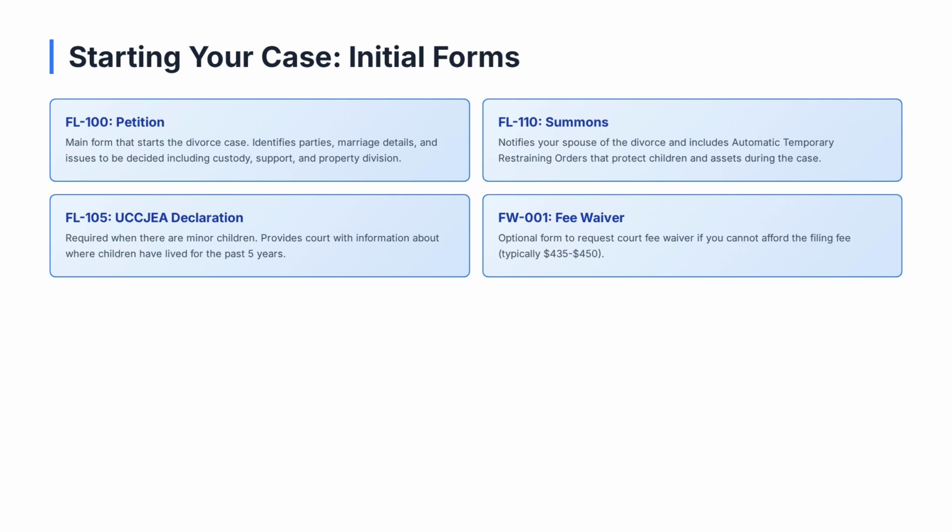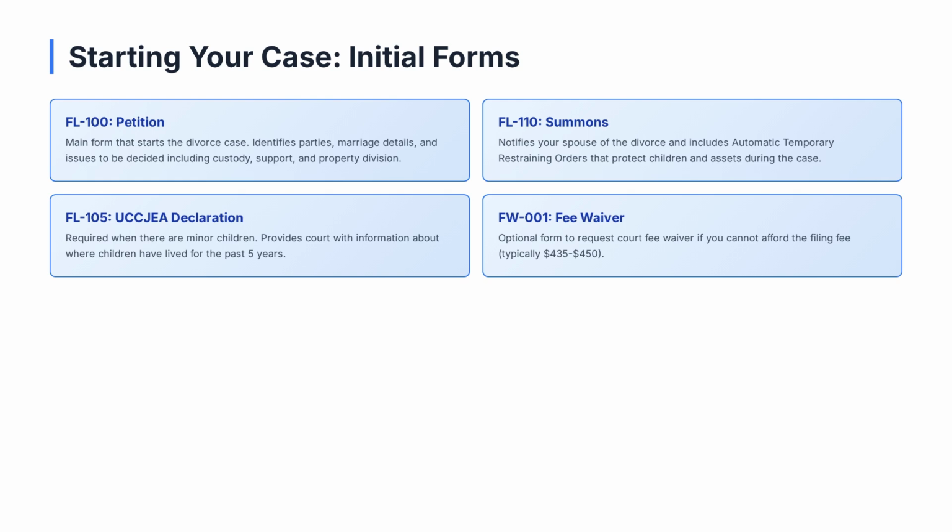So, to start your case in California, you'll need the initial forms. They have the court required forms. Some states do not require this, but California is one of the states that do. You'll start with your petition, which is Family Law FL 100, and then with the petition, you'll include a summons. And then you'll have to do what's called the UCCJEA declaration.